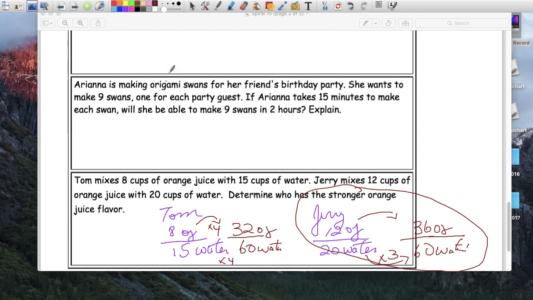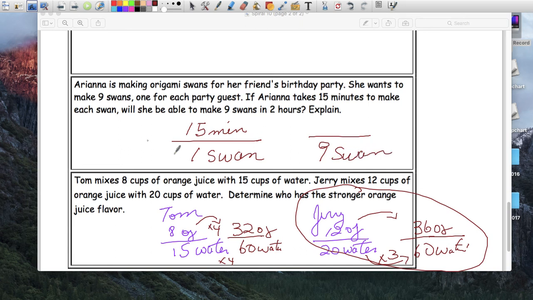Okay, next one. Ariana's making origami swans for her friend's birthday party. She wants to make 9 swans, 1 for each party guest. It takes 15 minutes to make each swan. So here's 15 minutes. That's what we know, to make 1 swan. That's her unit rate. Will she be able to make 9 swans in 2 hours? Well, let's find out. So 1 swan takes 15 minutes. I wrote that. And how many would 9 swans take? So that's the unit rate, which was given to us.